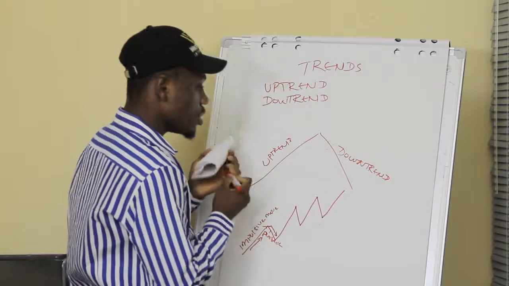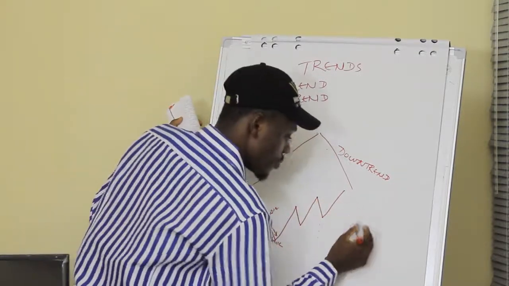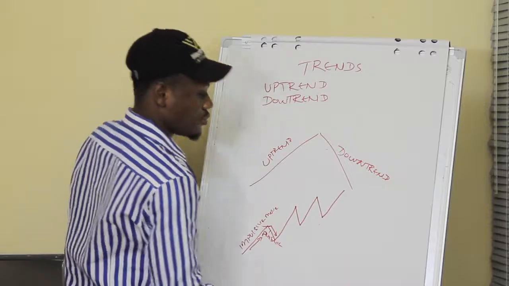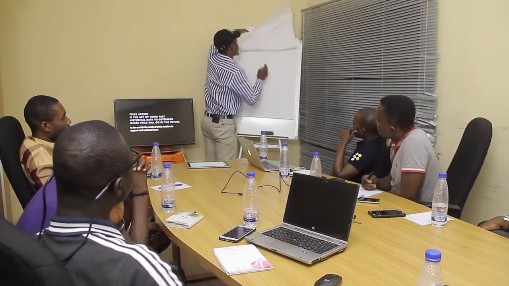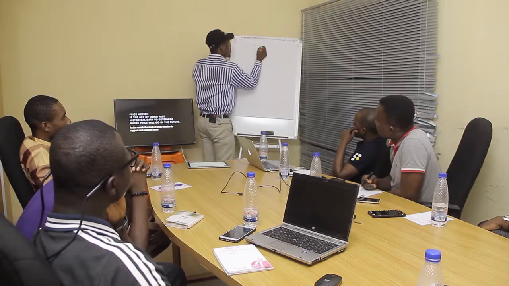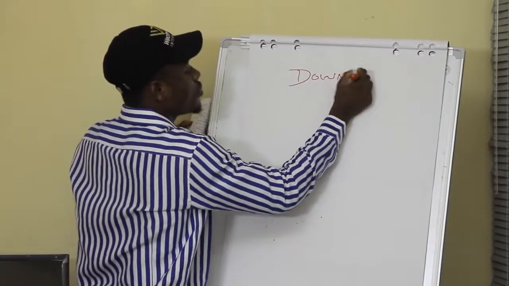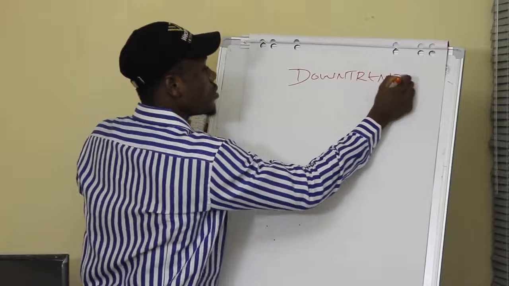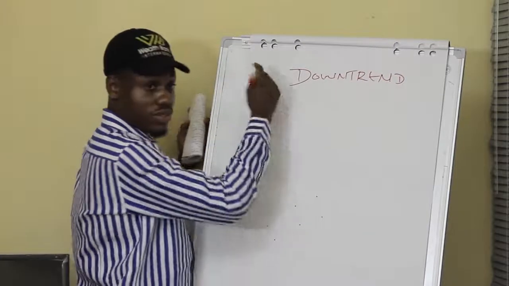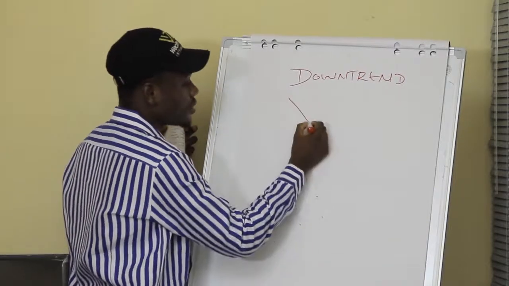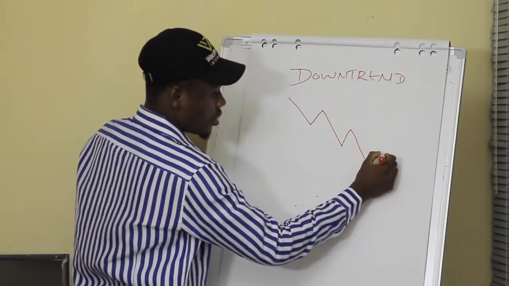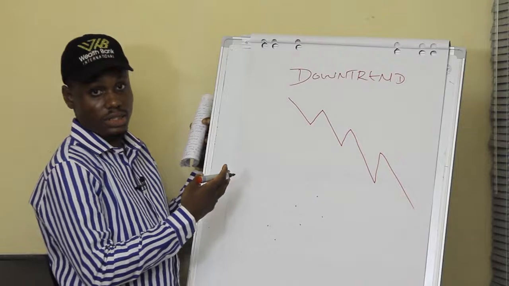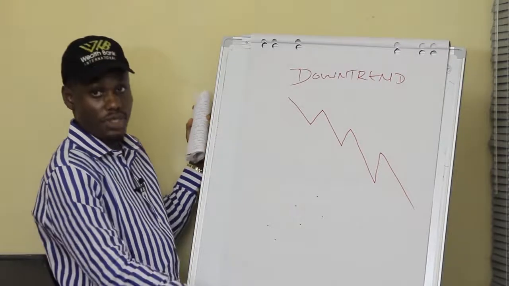Let's talk about a downtrend quickly. A downtrend is a trend to the downside, and it's not perfect. So it's something like this. Something like that. That's a downtrend. The market is moving downward.